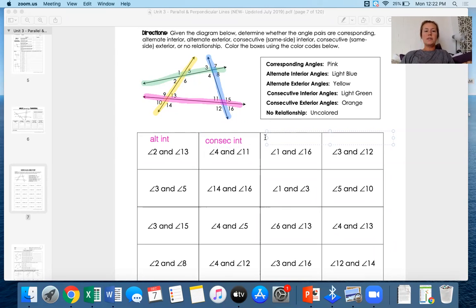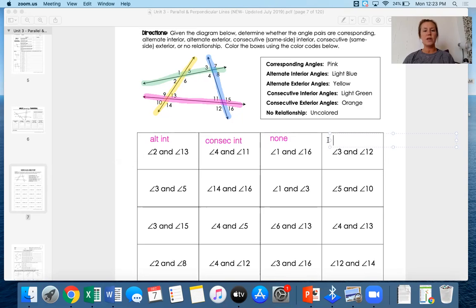How about 1 and 16? Are those on any of the same colored transversal? Do they share any of the same color? Nope. So therefore it's none. That's a really good way, to make sure that they work with the colors.